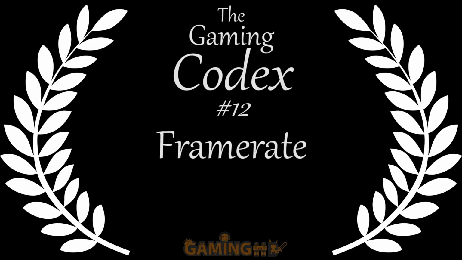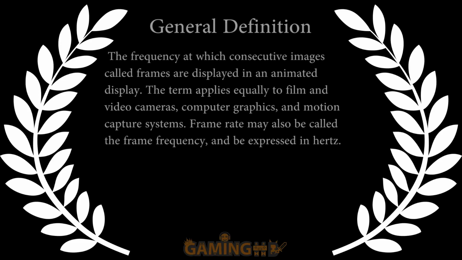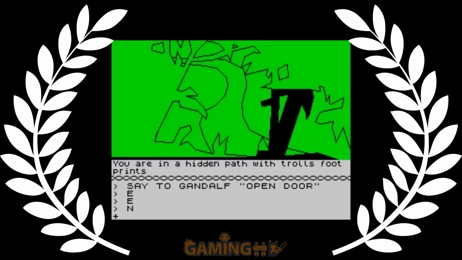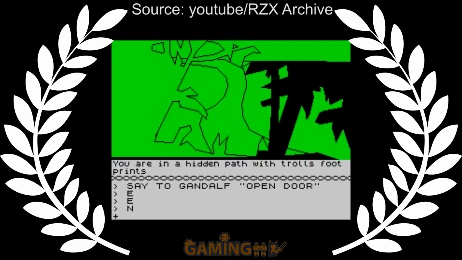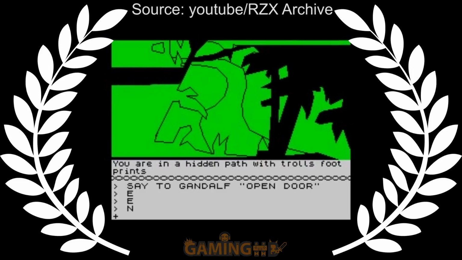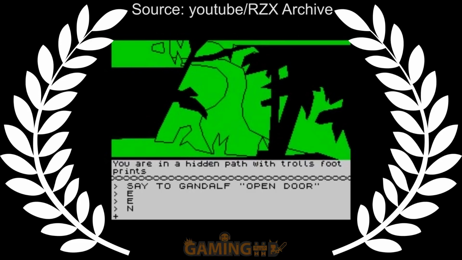And today we have a big one: frame rate. According to the general definition, frame rate is the frequency at which consecutive images called frames are displayed in an animated display. The term applies equally to film and video cameras, computer graphics, and motion capture systems. Frame rate may also be called the frame frequency and be expressed in hertz. Some people will also call it FPS and write it FPS, not F/S like it should be, to cause confusion.